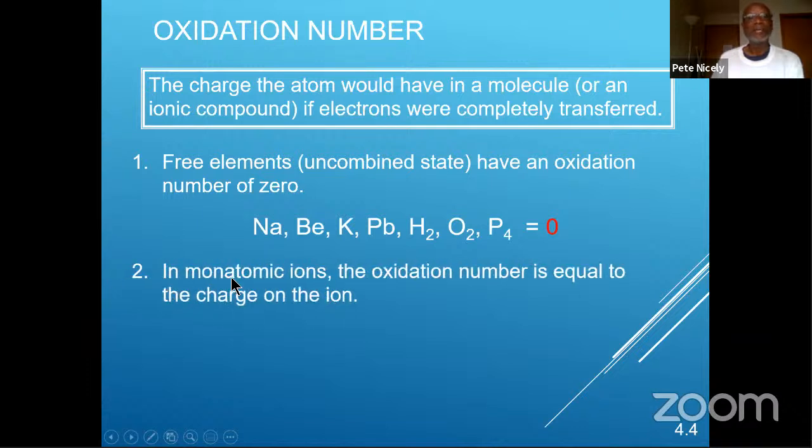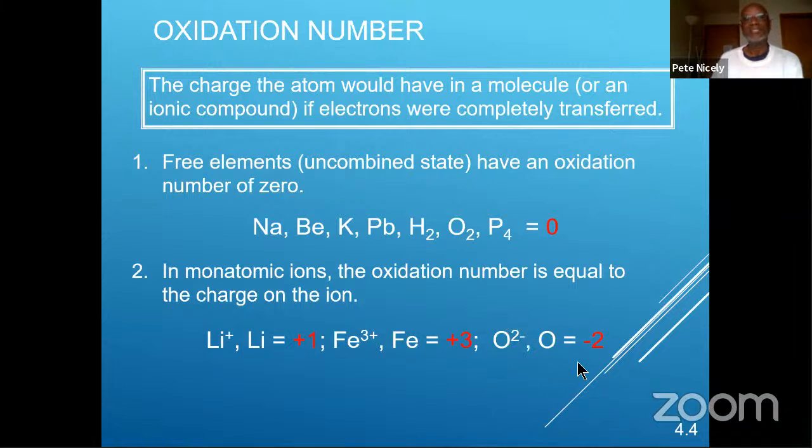Now, when it comes to monatomic ions, right, the oxidation number is basically assumed to be equal to the charge on the ion. So in this case, if you take, for example, the lithium ion, the oxidation number of lithium is +1. If you take the iron 3 ion, the oxidation number for that atom is +3. And in the case of the oxide ion, the oxidation number is -2, all right? So that's basically the rule for determining the oxidation number of an atom in a monatomic ion.